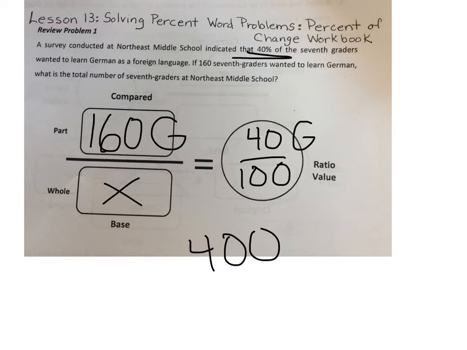We got to see if that makes sense. So if there'd be 400 7th graders and 160 want German, and if we kind of estimated that if 50% of them wanted German, 50% would be half of that. That'd be 200. And 40% is less than that, so that's a good sign that 160 want German. So the answer is there's 400 total students.